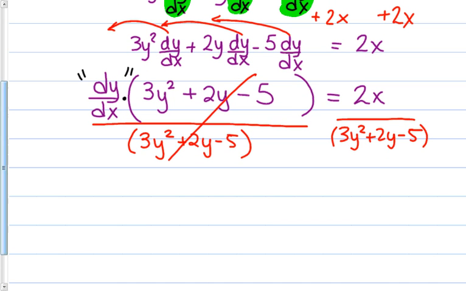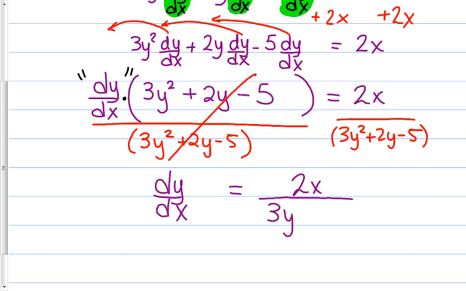And now I have dy/dx all by itself equals 2x over 3y squared plus 2y minus 5. And that's it. That's my derivative.